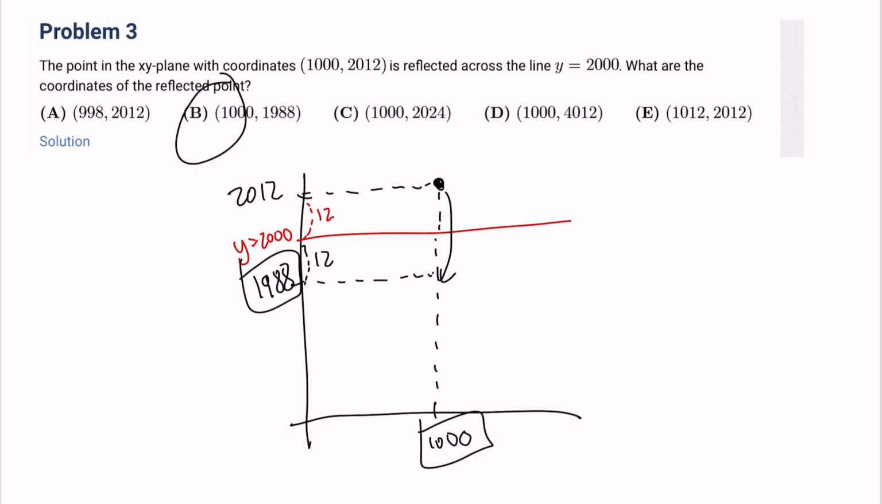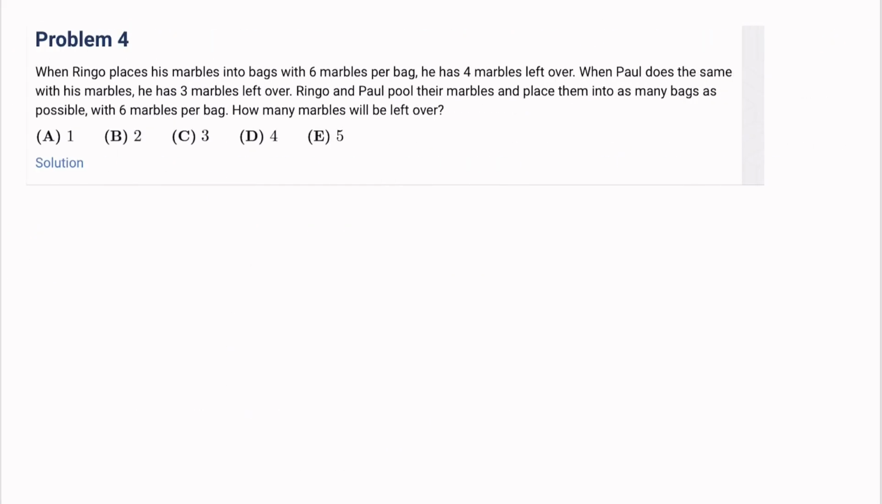The answer is B. Number 4, when Ringo places his marbles into bags with 6 marbles per bag, he has 4 marbles left over. When Paul does the same with his marbles, he has 3 marbles left over. Ringo and Paul pool their marbles and place them into as many bags as possible with 6 marbles per bag. How many marbles will be left over?